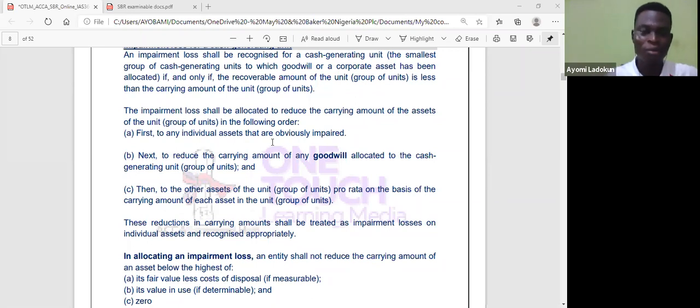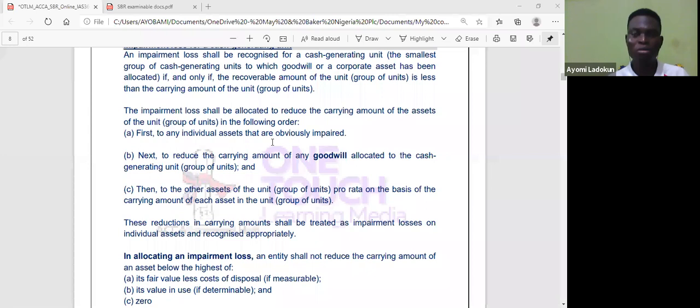Now, let's say we have computed the impairment losses. Let me just give a figure. Let's say impairment loss is 150,000. So 150,000 is my impairment loss. I now need to allocate it to 5 groups of assets. I have goodwill, I have patent, I have machines, computer, and furniture.